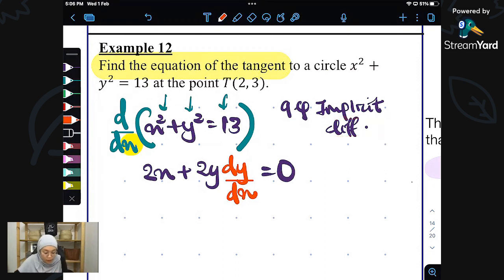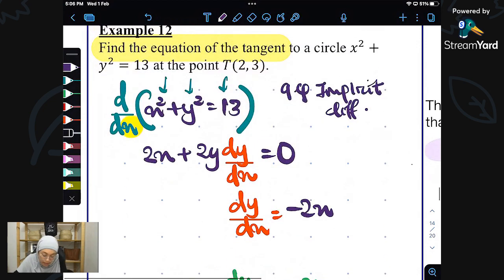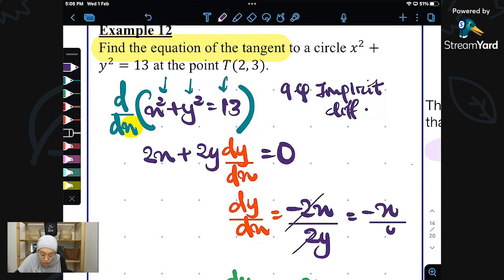So now let's continue to find our dy dx. So our dy dx is just equal to negative 2x divided by 2y. And so we simplify it, we will get negative x over y. So that is our gradient actually.